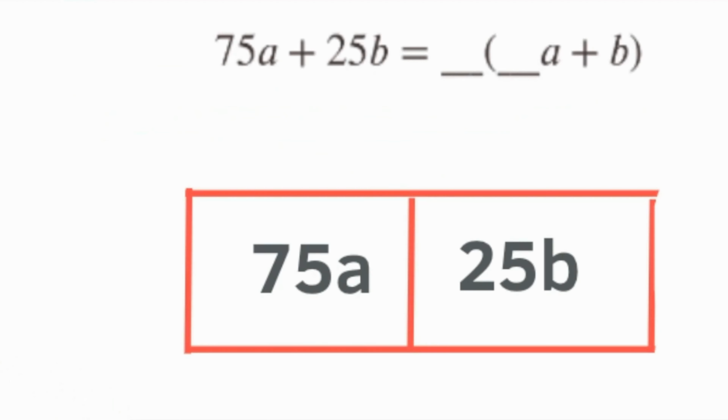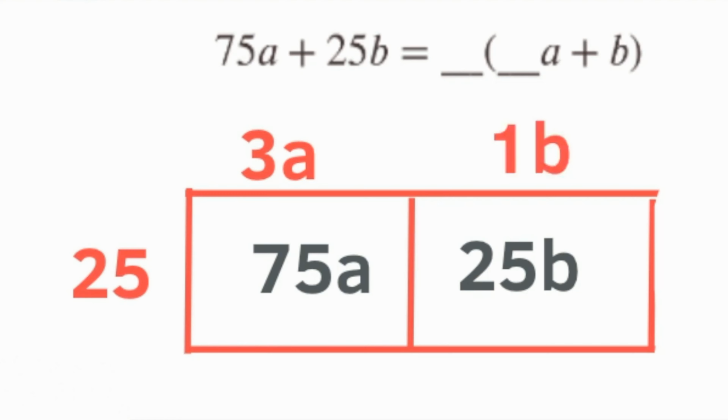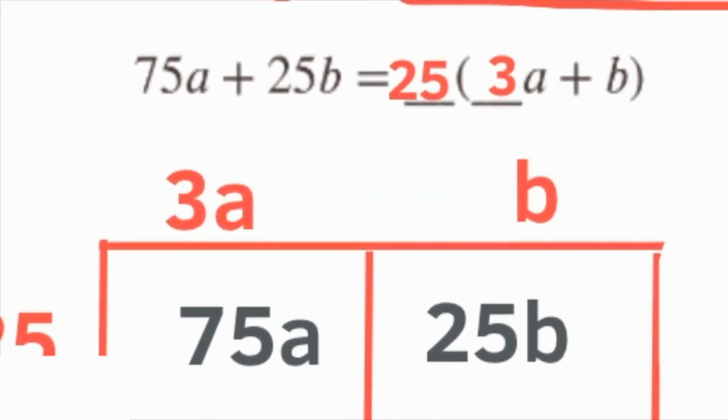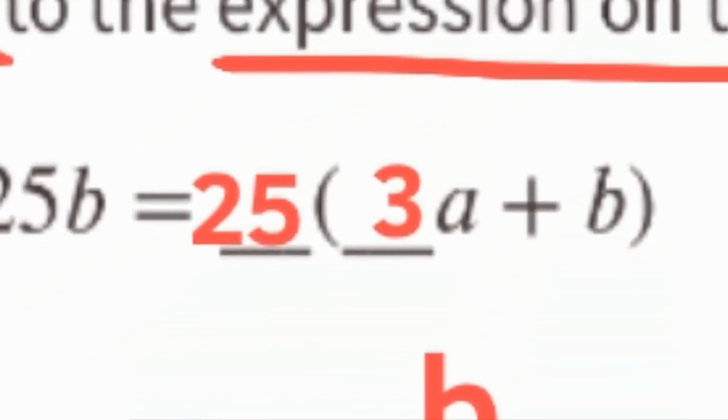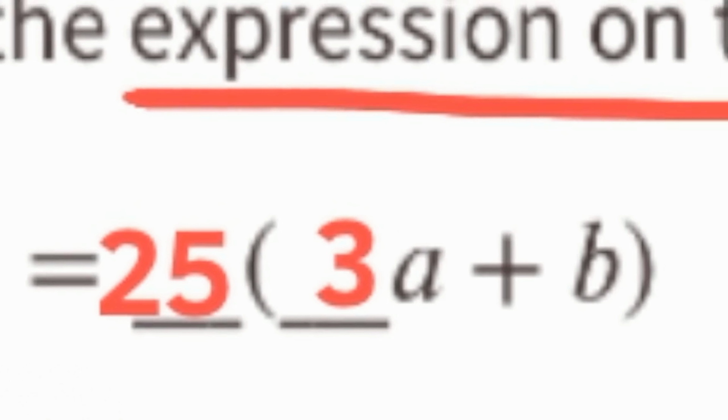The greatest common factor is 25, so we can write 25 on the outside of the boxes. 25 times what number equals 75a? 25 times 3a equals 75a. 25 times what number equals 25b? 25 times 1b, or b, equals 25b. So the new expression would be 25 on the outside of the parentheses and 3a plus b on the inside.